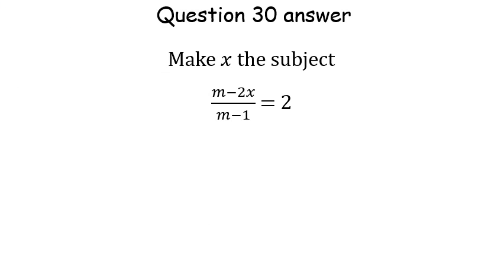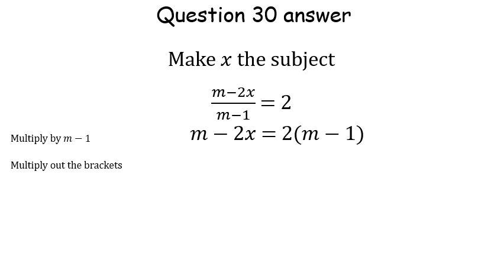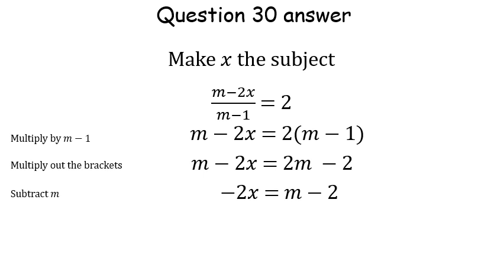Question 30. I started by multiplying both sides by m minus 1. I then subtracted m from both sides to get the x term on its own. I then divided by minus 2, getting x equals minus m minus 2 over 2.